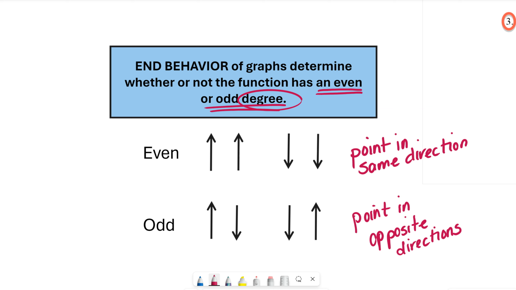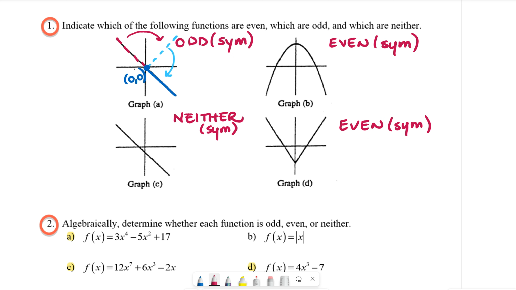So what I would like you to do is return to the 4 graphs that we were working with. I would like you to go ahead now and determine what kind of end behavior these graphs exhibit. Do they have an odd degree or an even degree function? Go ahead and pause the video and take a moment to do that.